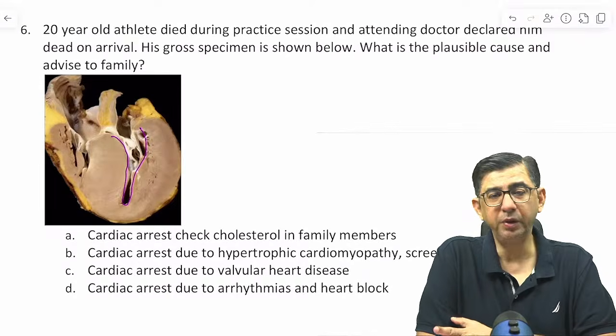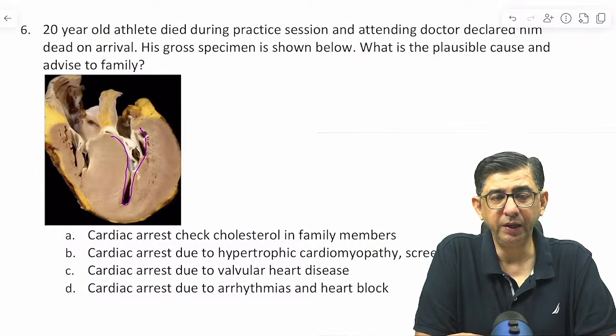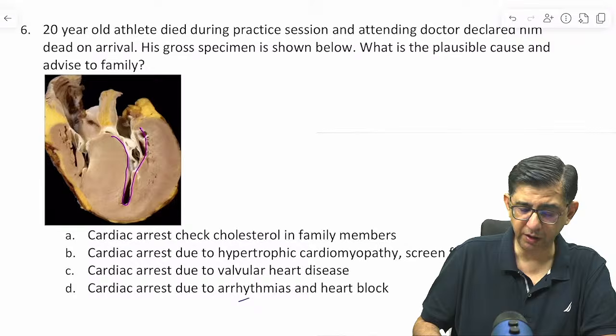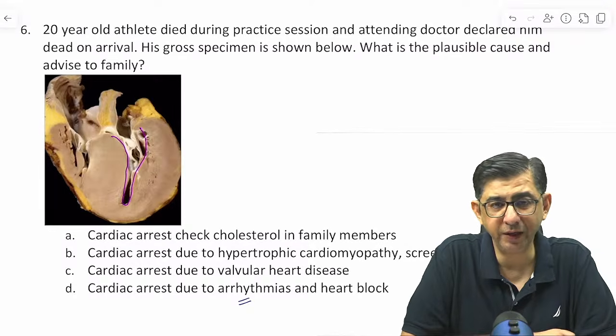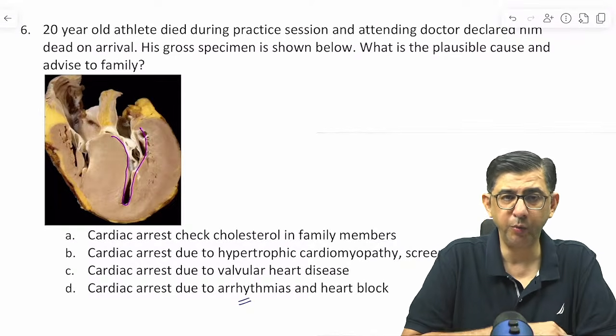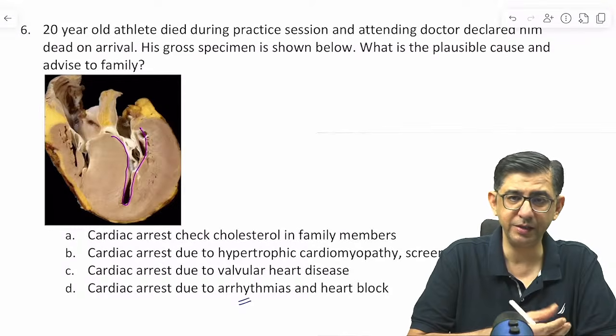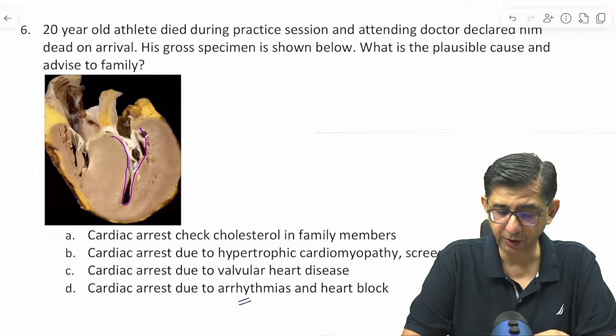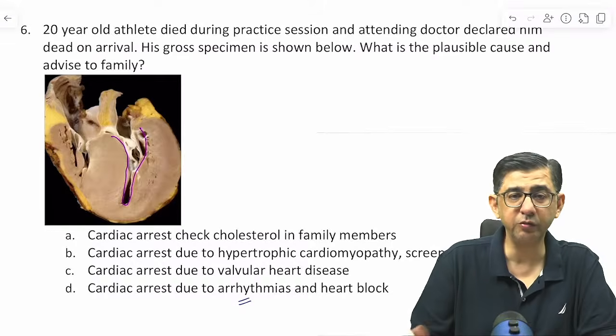Yeah, it is between B versus D only, right? But what is the cause, right? The word is not arrhythmias. If I say cardiac arrest is due to arrhythmia, that is not technically an appropriate statement. The appropriate cause of death is, there's a direct cause and there's an indirect cause. So the direct cause is hypertrophic cardiomyopathy. And then what is the advice to the family was also asked, na?